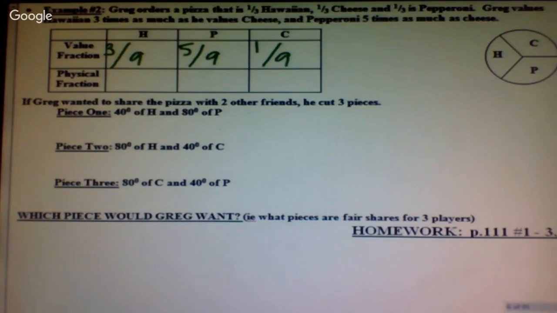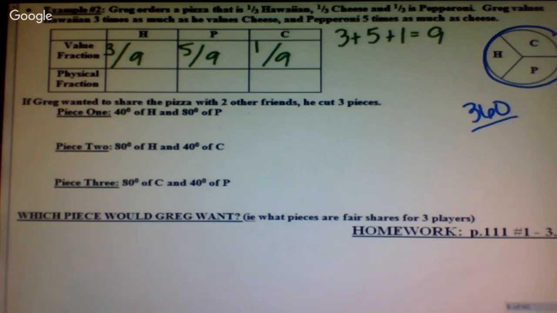Where did I get the 9? 3 plus 5 plus 1. Okay, I've got my circle. So it's 360 degrees total. How many flavors am I doing? 3. So each section is 120 degrees.